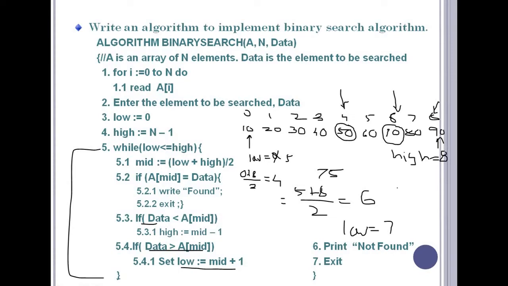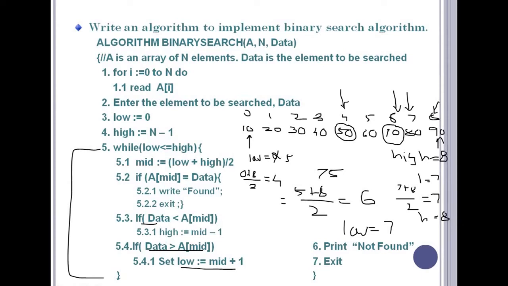So the mid it is going to calculate the new value, 7 plus 8 divided by 2. So I will get 7. Right now my low is 7, my mid is 7 and my high is 8. So again it will enter over here. The low is equal to high, the mid is calculated, that is 7, and it will compare my 75 with the A of mid. So A of mid is 80, it will compare that 75 with the 80.